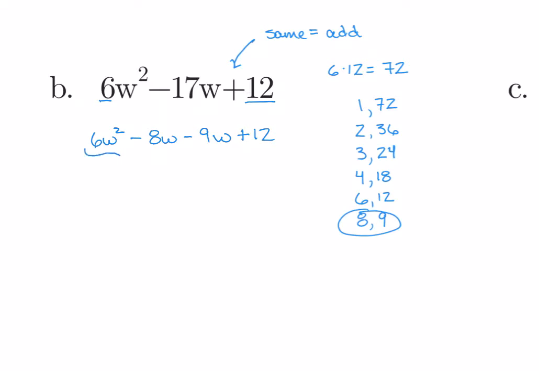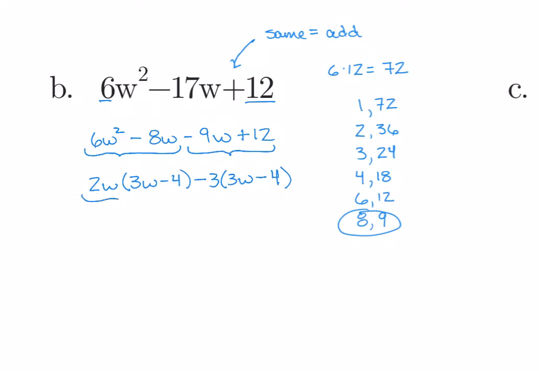All right, let's go ahead and factor. In the first two terms, we can factor out a 2 and a W. If we divide each term by 2W, we get 3W minus 4. In the second set, I want to factor out a negative 3. Negative 9W divided by negative 3 is 3W. And 12 divided by negative 3 is negative 4. Make sure that you divide by that negative as well.